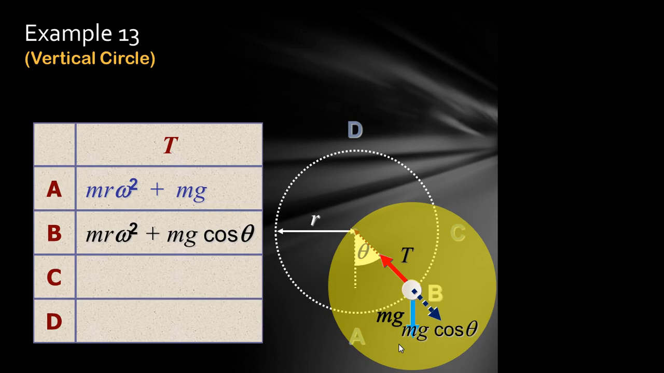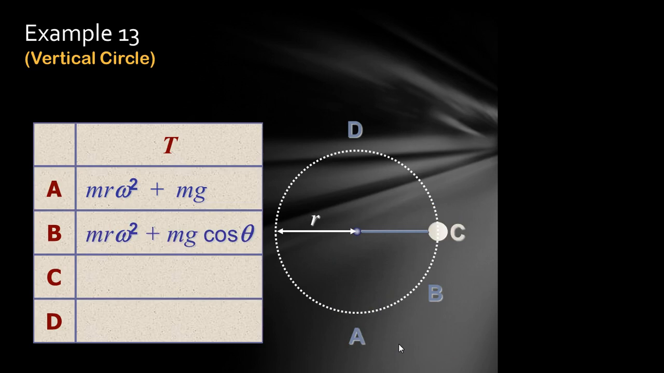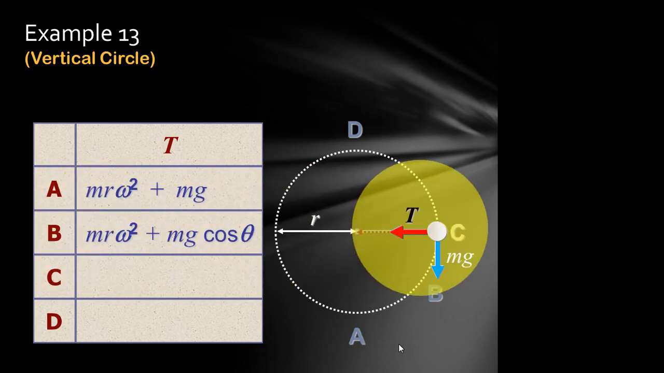The last 2 critical points of this vertical circular motion that we're going to discuss are actually pretty simple. For point C, the weight is pointing in a direction perpendicular to the radius, forming 90 degrees. So the weight can't affect the tension at all. The weight has no component in the radial direction. The tension is just mr omega squared. The weight doesn't come into the picture at all.